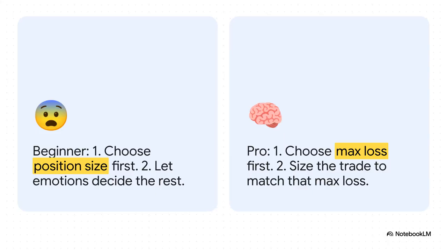And this slide just lays it all out, doesn't it? The difference is night and day. The beginner just picks a size that feels right and then lets fear and greed drive the bus. The pro? They decide on a max loss they can stomach, and then they do the math to figure out a position size that fits that predefined risk. It's all about process over passion.